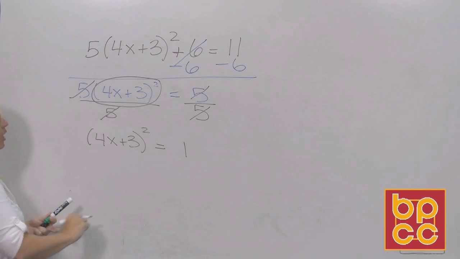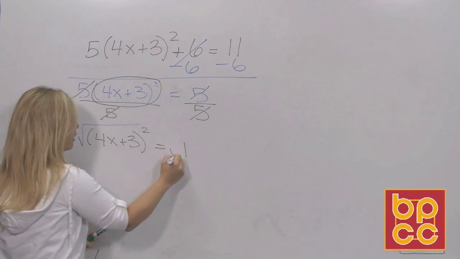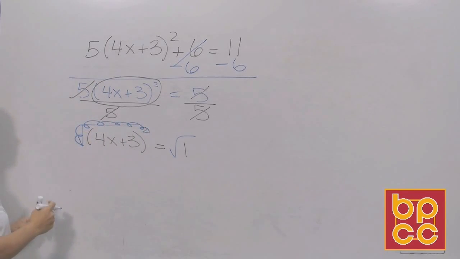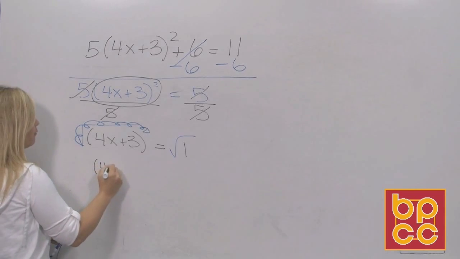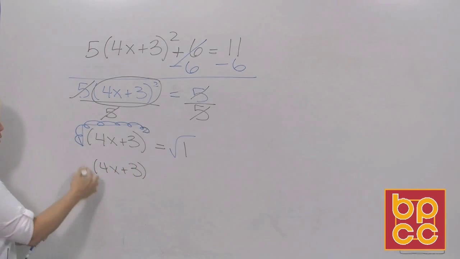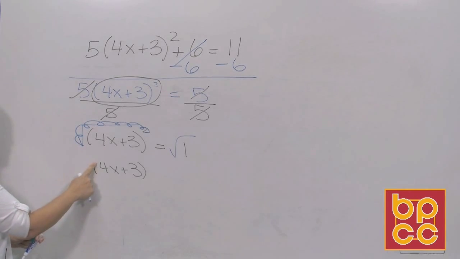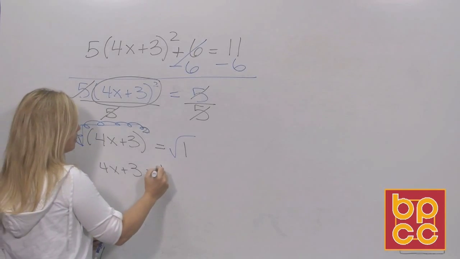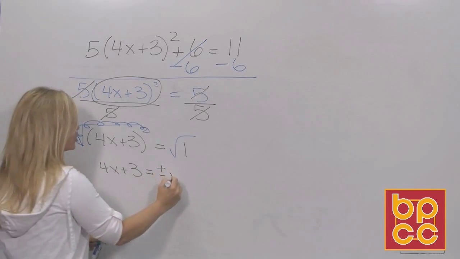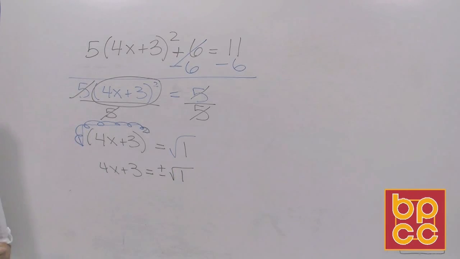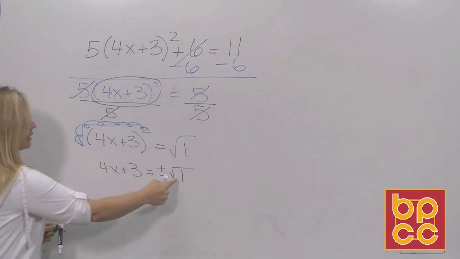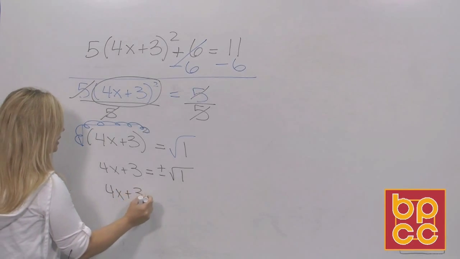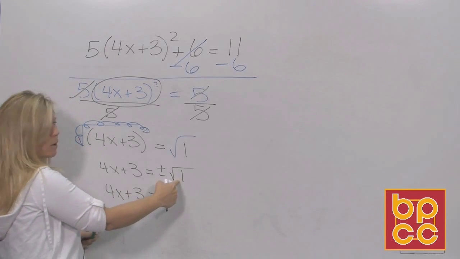So now we can get rid of the square by square rooting. Squares and square roots are opposite operations. They cancel out. That's going to leave us the 4x plus 3. And because it's on the left side by itself, we don't need the parentheses. Equals, what are you going to remember to put? Plus or minus, because we have to have two answers, square root of 1. So far, so good? Now, we know we can't leave this in a square root. So we have 4x plus 3 equals plus or minus. What is the square root of 1? Well, it's a perfect square. It's 1.